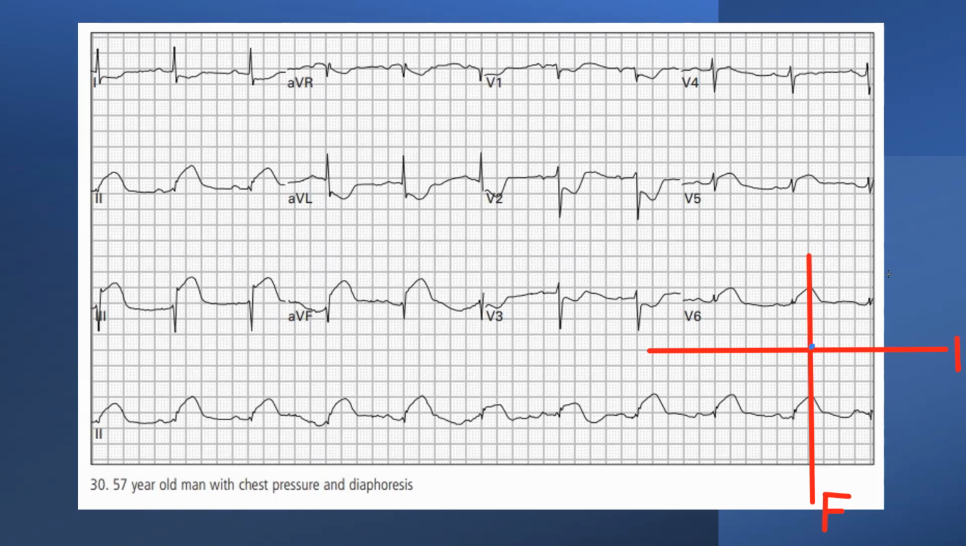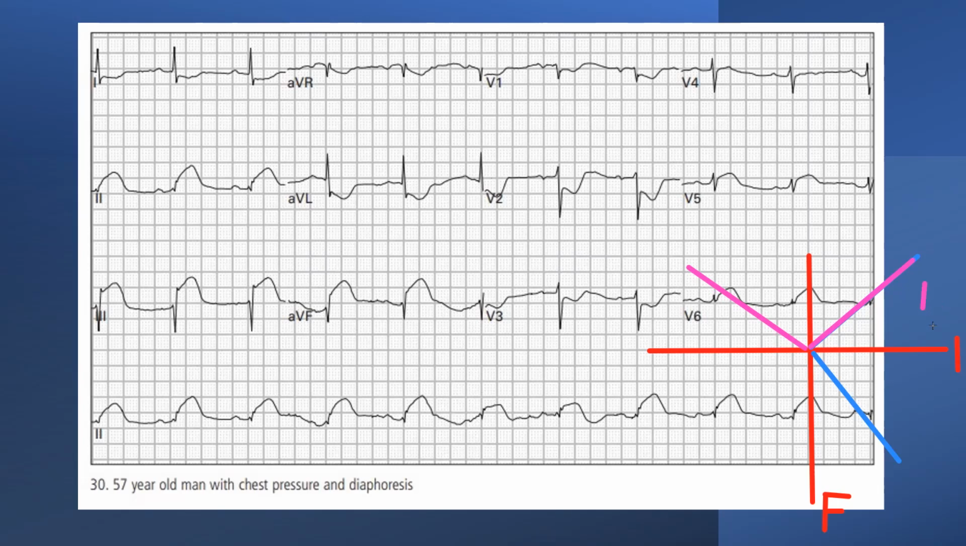So we're going to say that we've either got left or a normal axis, and we can more or less discount an extreme right or right axis. Then if we look at lead aVF, let's just change the color over there. Lead aVF is actually showing negative. So we've either got an extreme right or a left axis here. With both of them being in this area, we can say that we've got a left-sided axis.